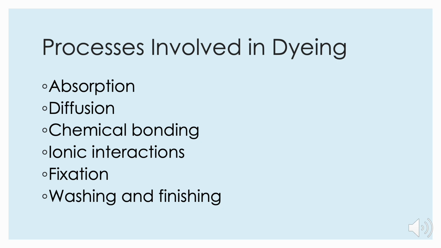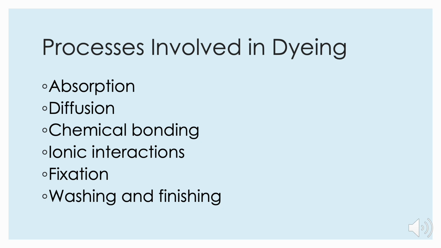Chemical bonding also occurs with reactive dyes used for natural fibers like cotton. Bonds are formed between the dye molecules and the fabric. This is due to the reactive dyes containing functional groups that can react with specific chemical groups present in the fabric, forming covalent bonds. This creates a permanent attachment of the dye to the fabric, resulting in excellent color retention.